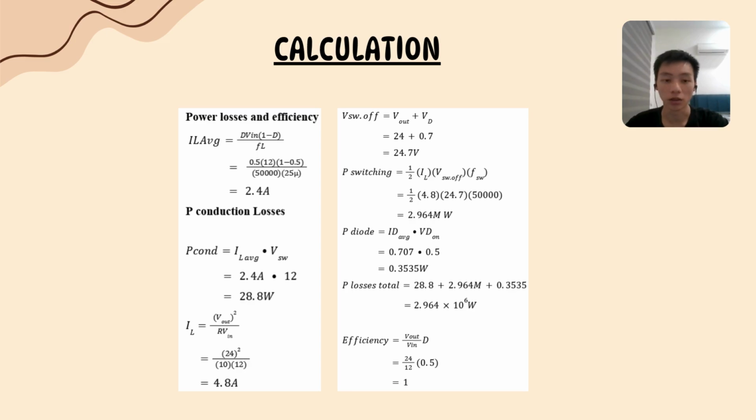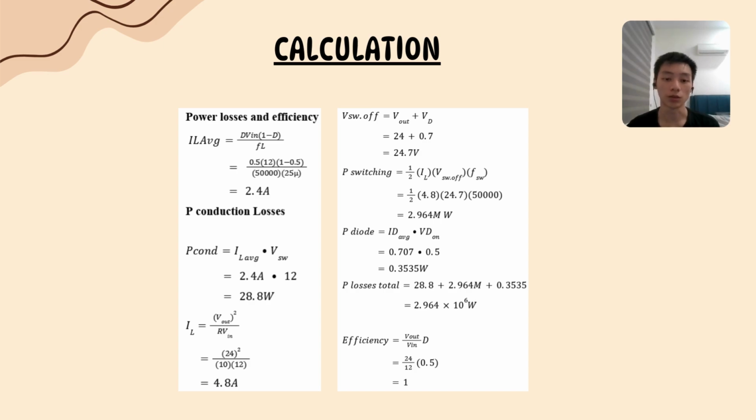Next is calculating the power conduction losses. So we use the formula: power conduction equals average inductance current multiplied by the voltage input. So we get 28.8 watts.